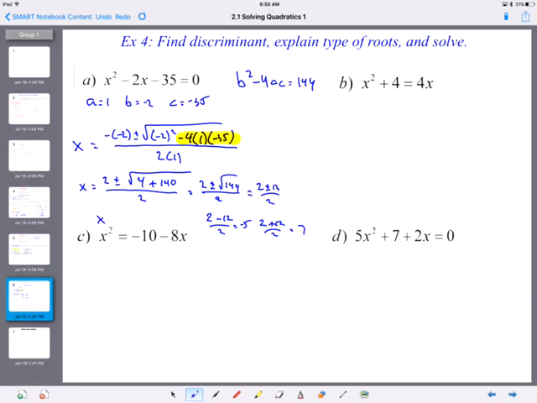So our answer is x equals negative 5, comma 7. And so that's the quadratic formula. That's how you can explain the type of roots that you get with that.